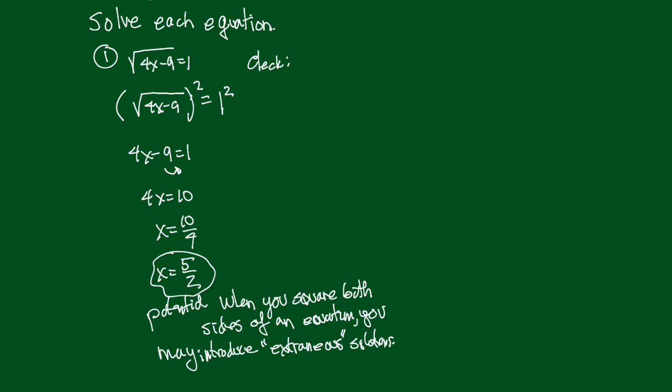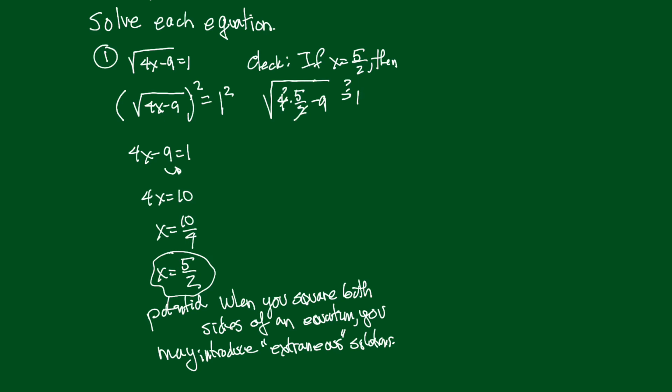And I'll say this. I've got one solution here, 5 halves. So I'm going to say if x equals 5 halves, then, all right, put your potential solution back into the original equation. So we're going to have this. Square root of 4 times 5 halves minus 9. And I want to know, does that equal 1? All right, well, what happens inside?